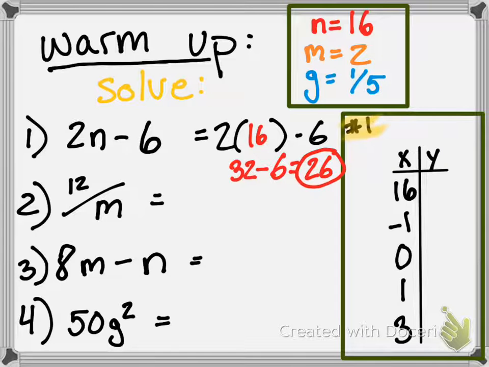So, what about for this next problem? We have 12 divided by m. 12 over m. Lucy. We plug in the 2, so we get 12 over 2. 12 divided by 2, what's the answer, Lucy? 6. Excellent.